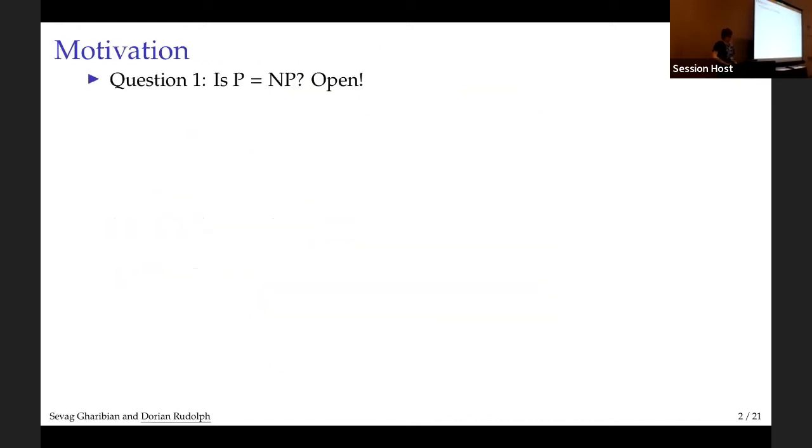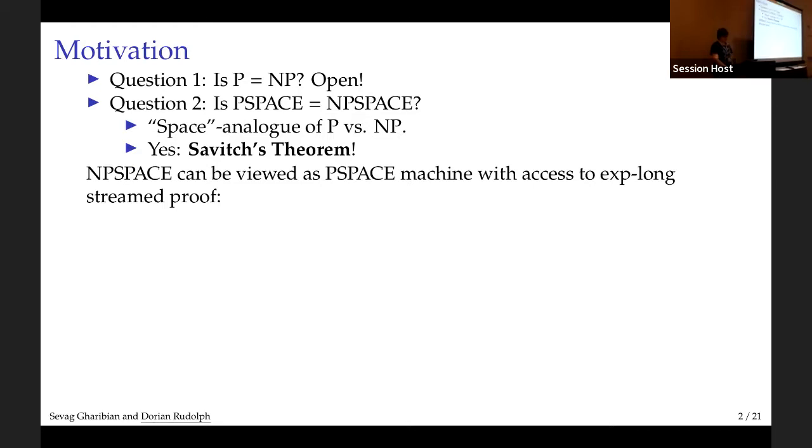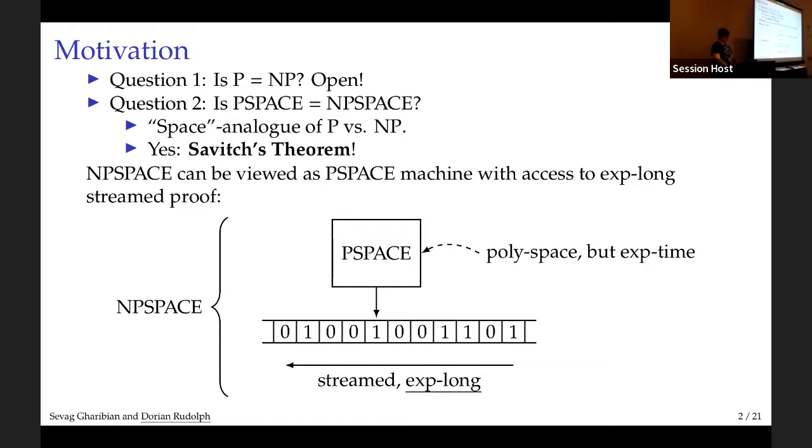So let's get started with the motivation. Everybody knows the question P versus NP, which is of course open. Another question is PSPACE versus NPSPACE, which is the space-bounded analog of P versus NP. This is actually known as Savitch's theorem: they are equal. Just for those who don't know, NPSPACE can be viewed as a PSPACE machine with access to an exponentially long streamed proof. It would look like this: you have your PSPACE machine, which has access to polynomial space but can run in exponential time. Then you add a proof, which is streamed and exponentially long, and you get NPSPACE.